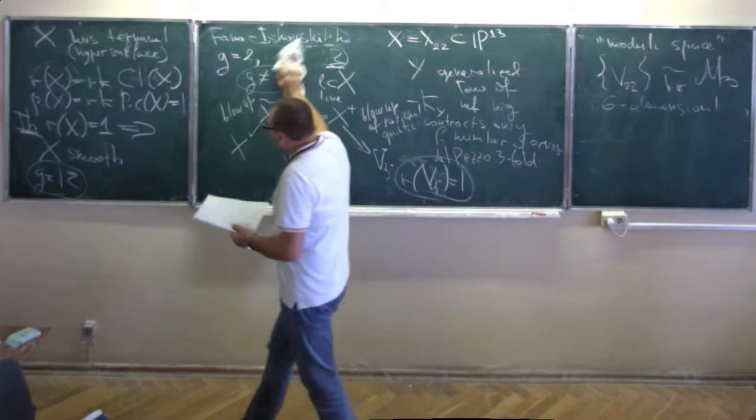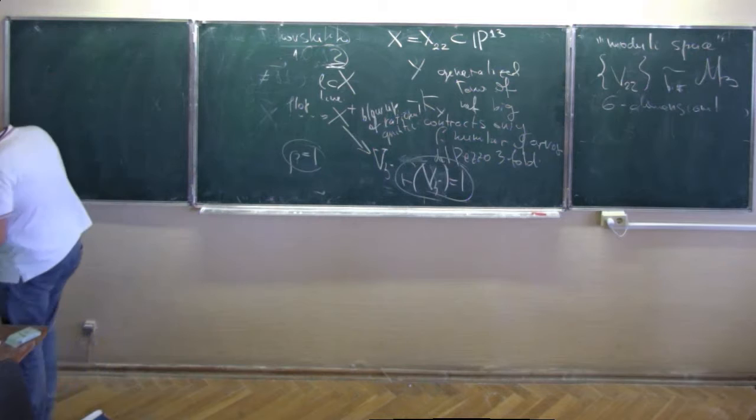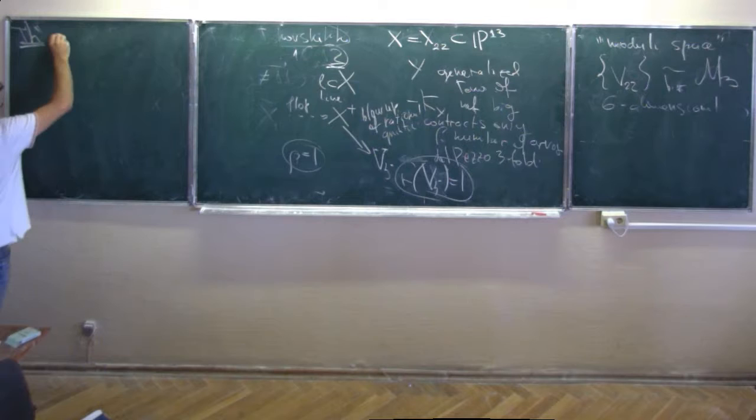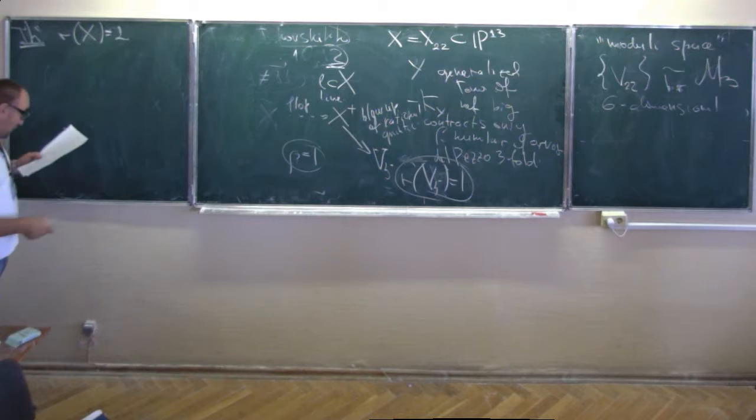Okay, now I assume that the rank is 2, and I'm going to discuss this case. And what are the possible values? Yes, I'll say it later. It can be big. From this picture, we'll see immediately that it can be big. Okay, then we have four possibilities.